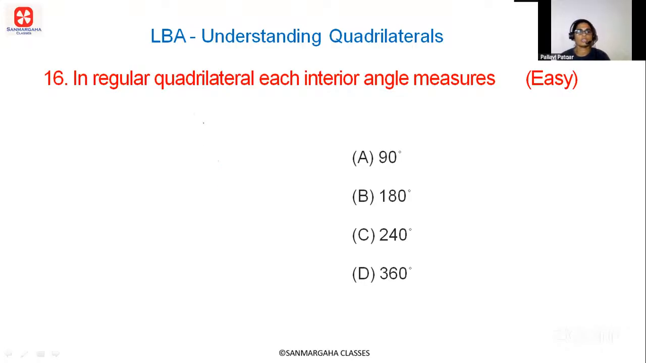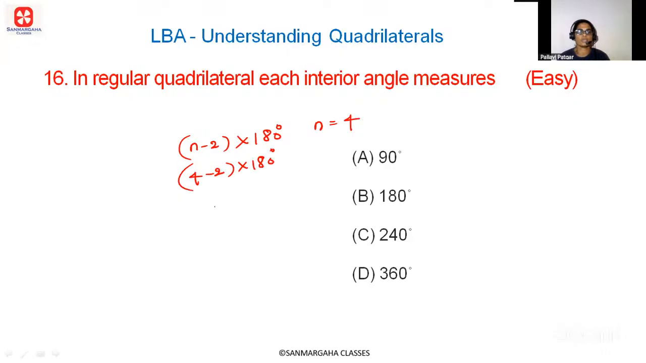So here the formula for sum of interior angles of any polygon with n sides is n minus 2 into 180 degree. Okay, for a quadrilateral n is equal to 4. So here 4 minus 2 into 180 degree. So here 2 into 180 degree. So this is equal to 360 degree. That means the sum of the interior angles we got is 360 degree.